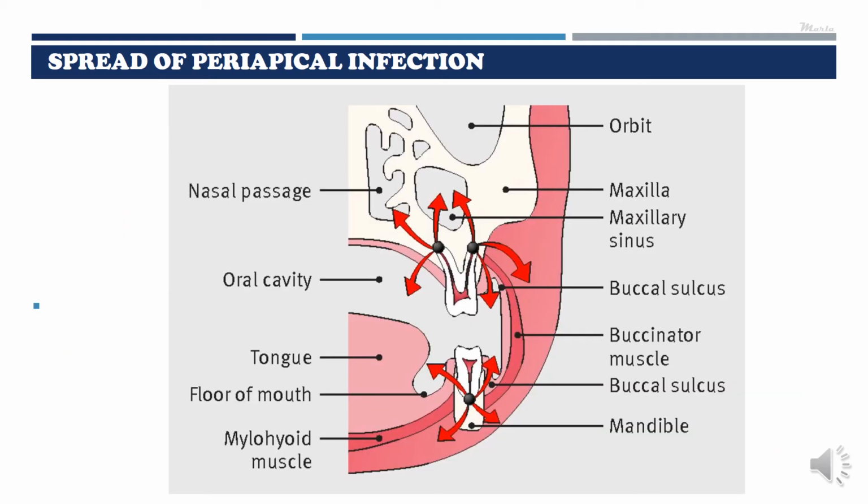This is another representation of the various spaces around the tooth in relation to the mandible and maxilla where the infection can spread. Involvement of multiple spaces at the same time is what we refer to as Ludwig's angina. Spread of the infection further on through the fascial spaces in between tissues is also referred to as cellulitis.